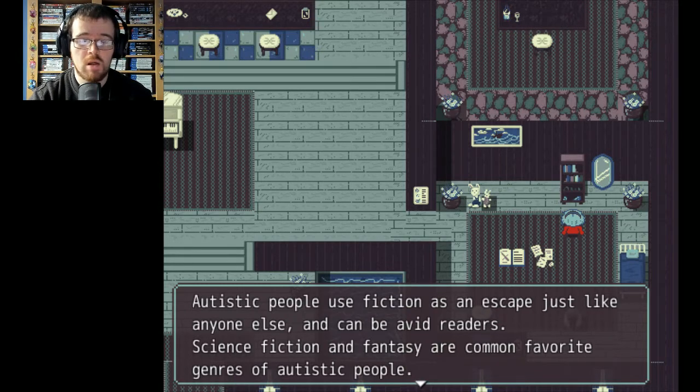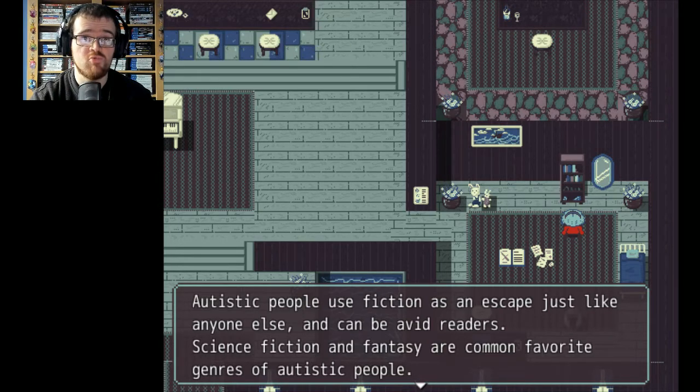I fit into this category perfectly because I find life just unbearable at times. Well, not unbearable, but I use fiction as an escape from real life annoyances and stuff that can really get you down. Science fiction and fantasy are common favourite genres of autistic people. Yeah, remember, fiction and fantasy are two very different things.